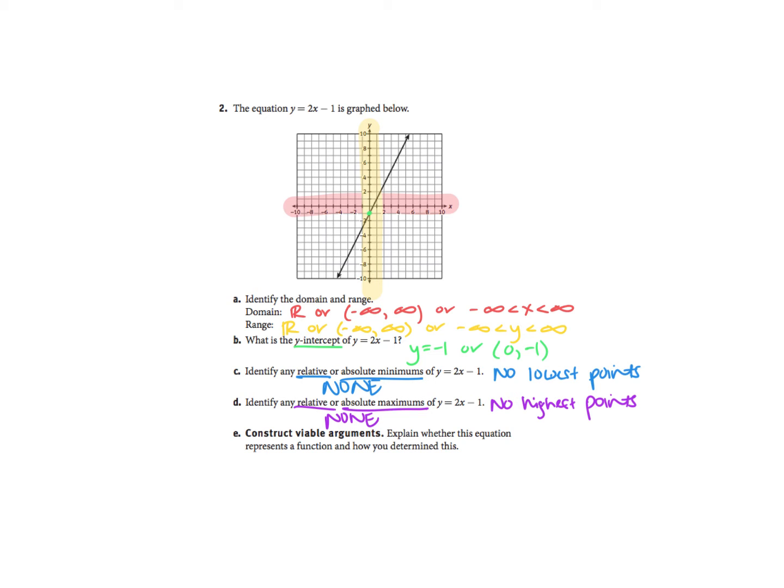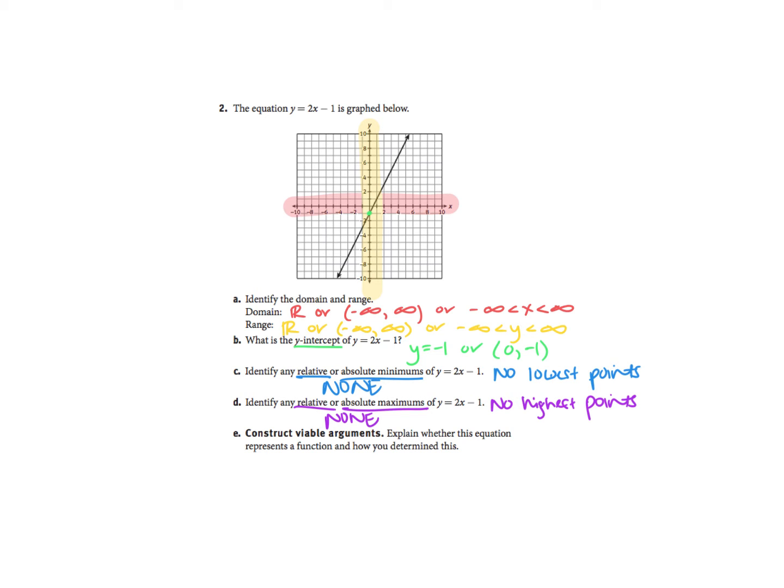Now, let's look at this last one together. So this last problem looks at determining whether this equation represents a function and how we determined it. So think back to when we learned about the vertical line test. Can I draw any type of vertical line, such as here, here, even here, on my function, and see if it will just touch once?